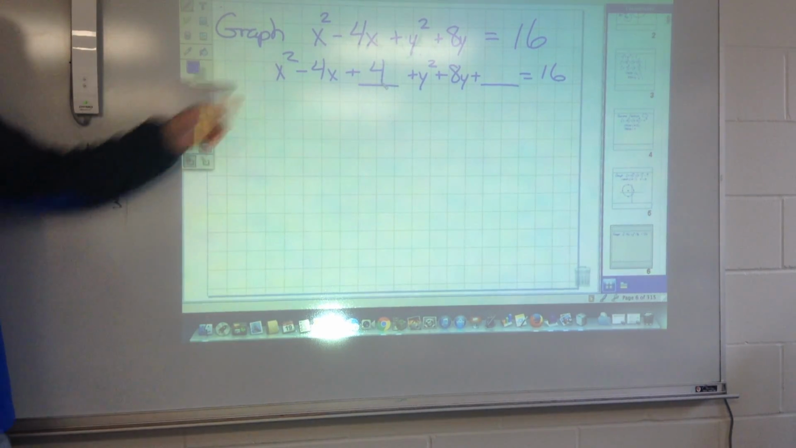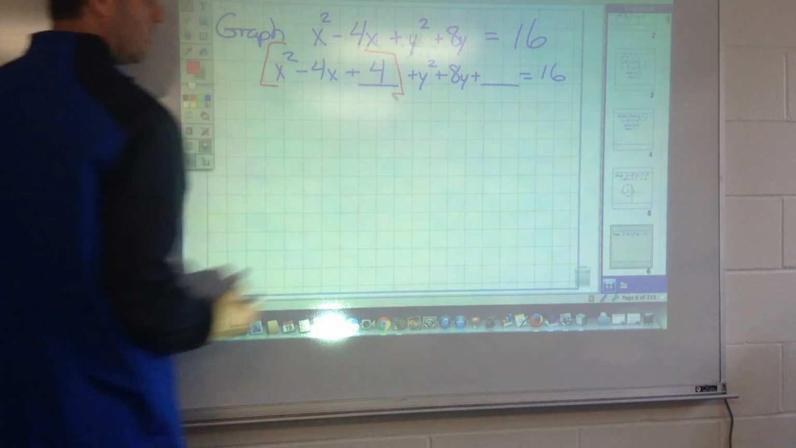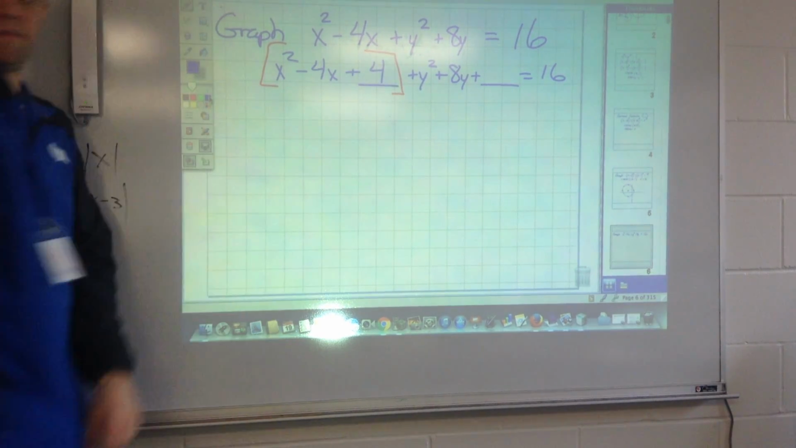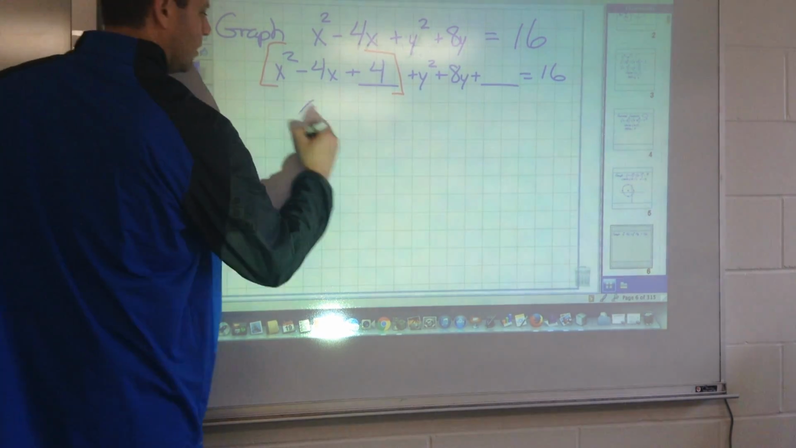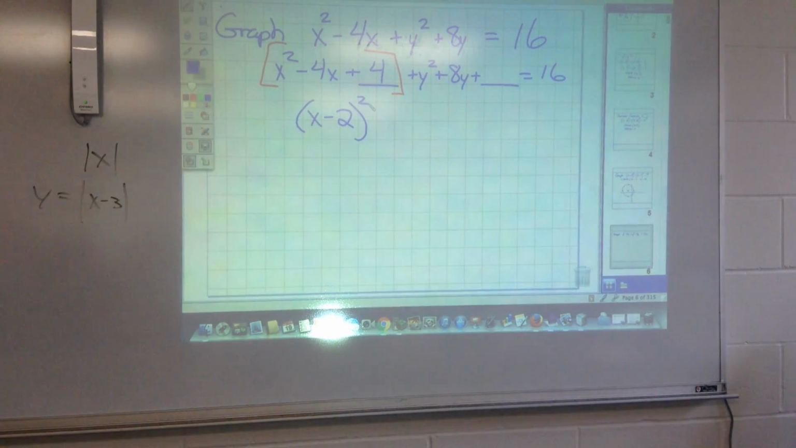So then, if I took this part right here, and I factored it, what would I have? X minus 2, x minus 2, right? X minus 2, x minus 2. Or in other words, x minus 2 quantity squared. Alright, well now we're getting somewhere. We're starting to make this look like that previous slide. We're completing the square.